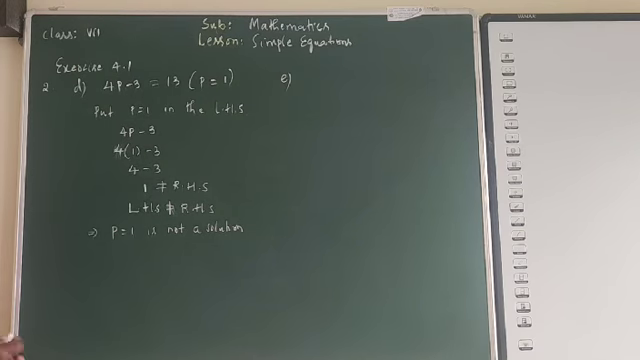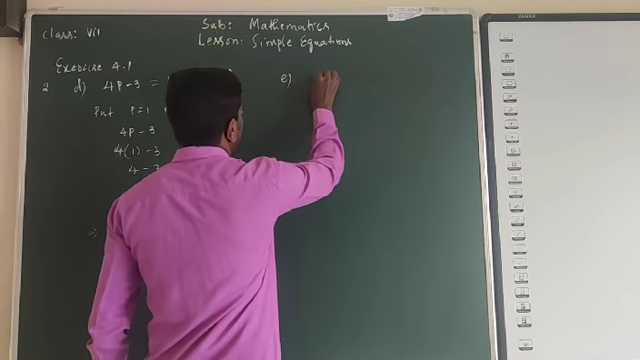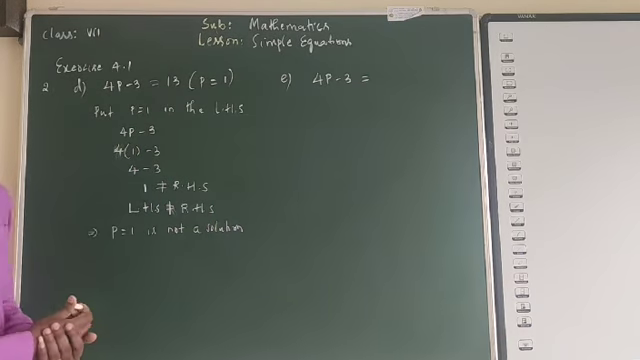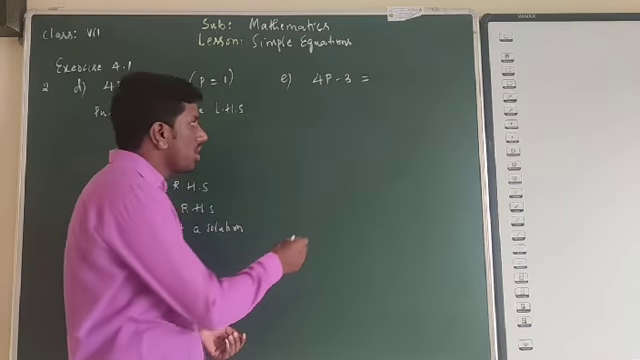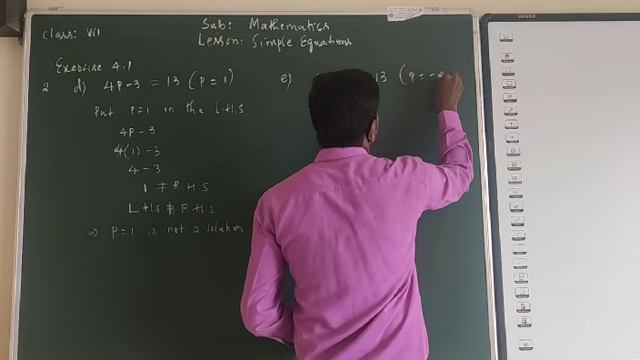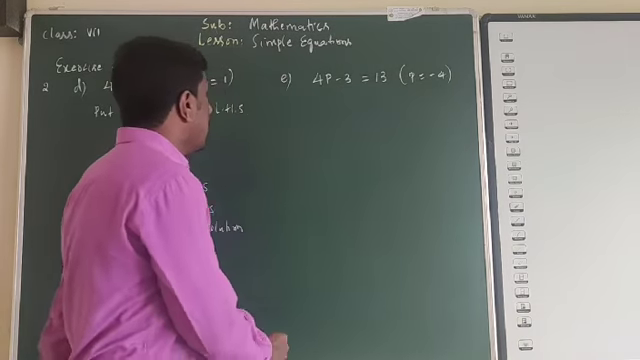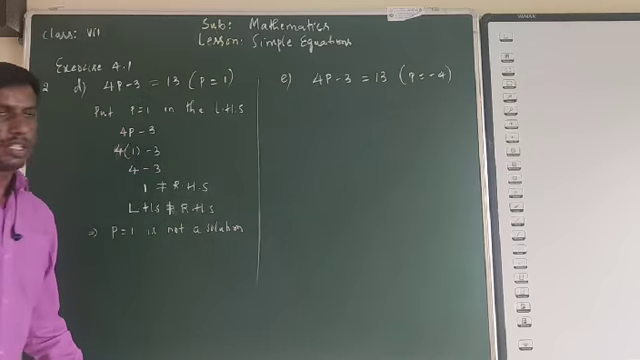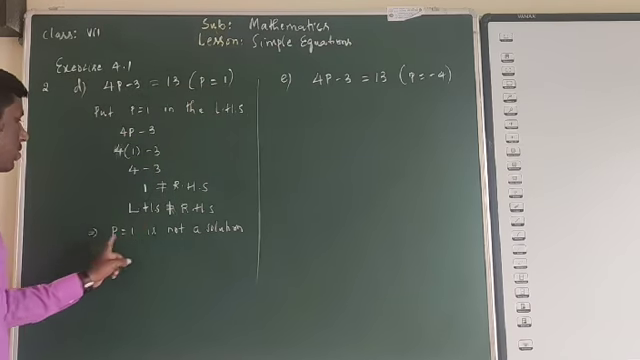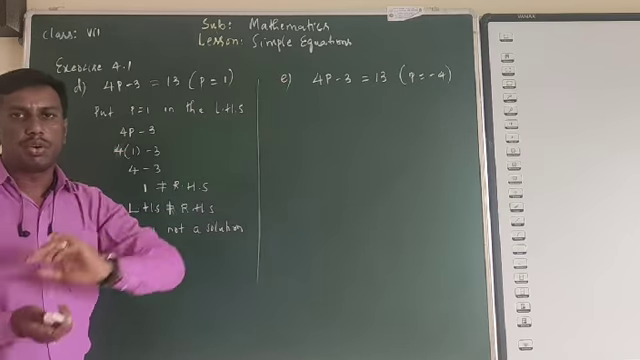So 4p minus 3 is equal to 13, the same equation, but the value is different. They have given that p is equal to minus 4. Now here we have checked p is equal to 1, which is not a solution. Now they have given p is equal to minus 4.